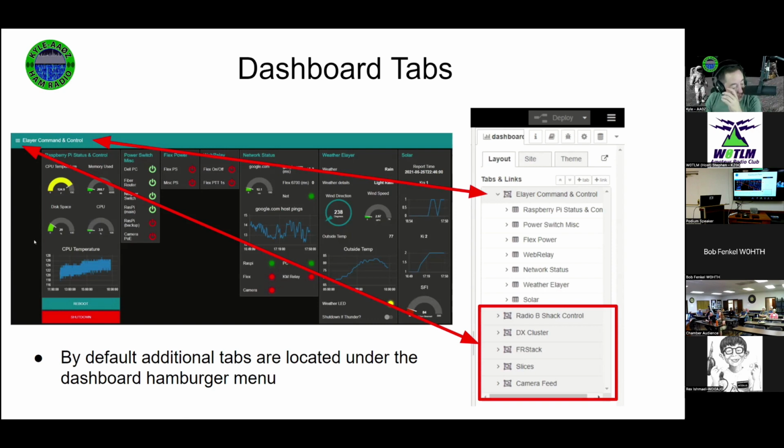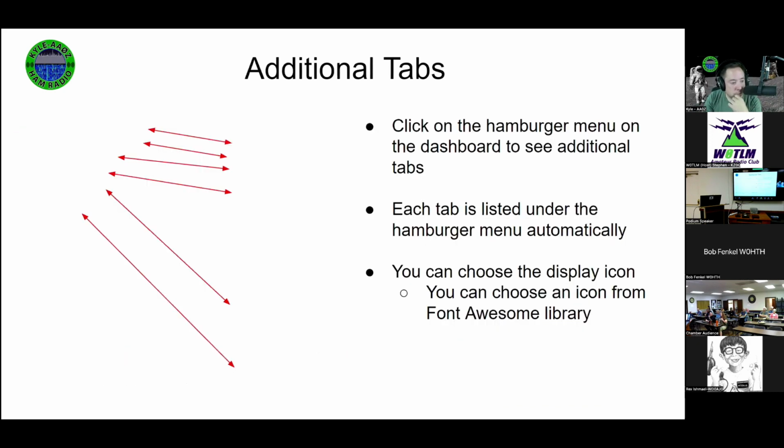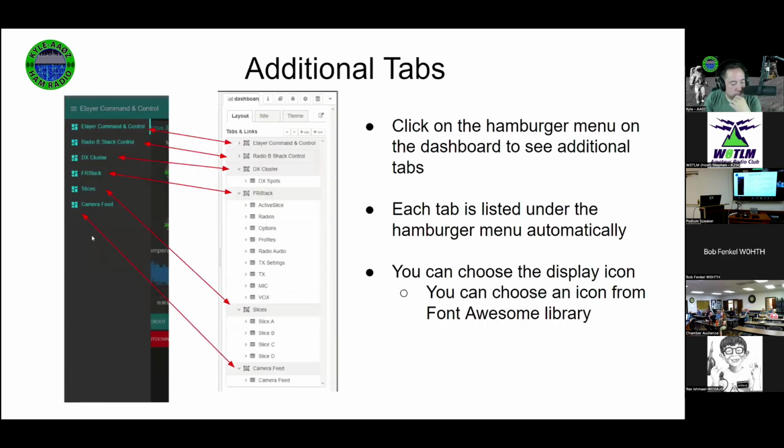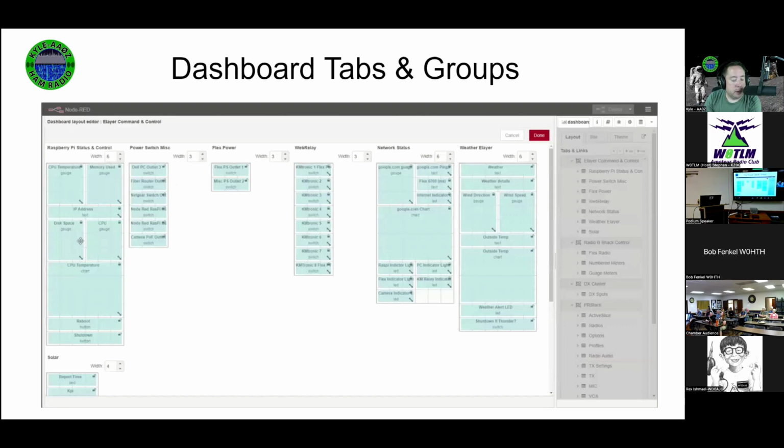You're going to see all of that stuff whenever you hit that hamburger menu. And the groups are nested underneath each one of those tabs. Again, another example, probably overkill here, but you can see E-Layer Command and Control, Radio Shack Control, DX Cluster. All of those line up. Those are tabs. All of those line up for the different dashboards. Then in each tab, you make groups. And that's where you put the dashboard nodes, right?